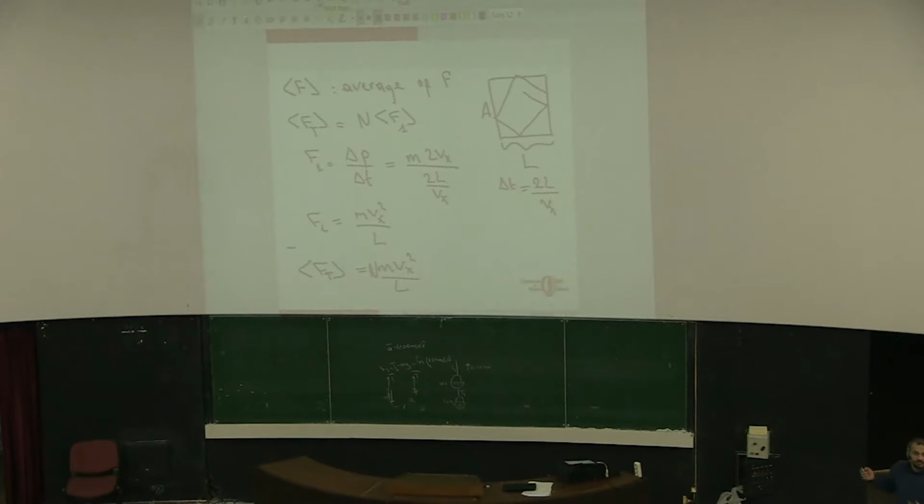Now you can ask, okay, we derived this result for a cube. What about some arbitrary shape? It is a nice exercise, and I do advise you to do it. It will not be a homework. But for a sphere also, you get the same result. The result doesn't change for a sphere.